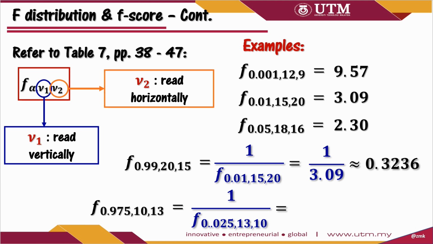Therefore, F 0.975, 10, 13 is simply 1 divided by 3.58, which gives us a value of around 0.2793. Hopefully you get the idea how to get the value of F alpha, nu1, nu2 from the table.